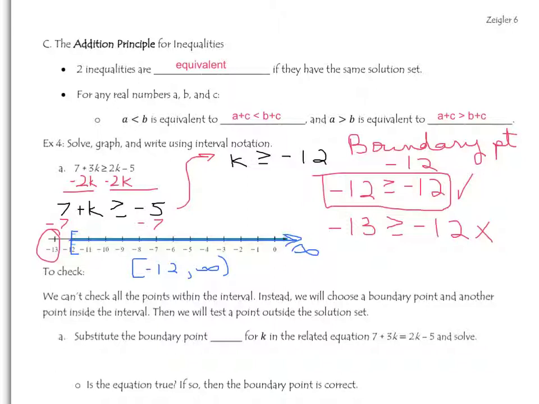Let's choose a number inside our solution set. Let's choose 0. If we plug in 0 for k, is 0 greater than or equal to -12? And yes, 0 is greater than or equal to -12, so that's true. So we just solved and verified our solution.